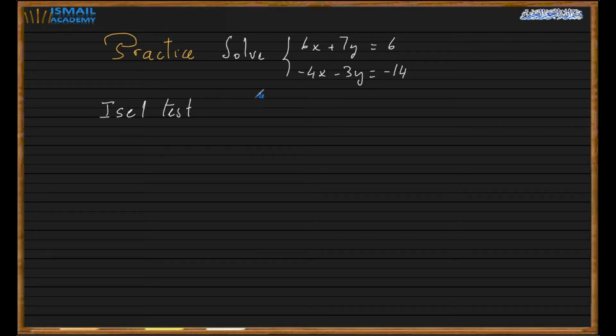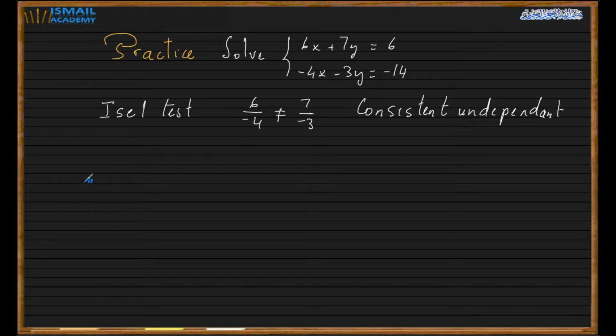So the ratio, we have 6 over minus 4, and we have 7 over minus 3. Those two are different, which means we have a consistent and dependent system. The solution, I can go and solve for it. I'm sure I end up with a solution, and my time is not going to be wasted. So this is consistent and dependent.